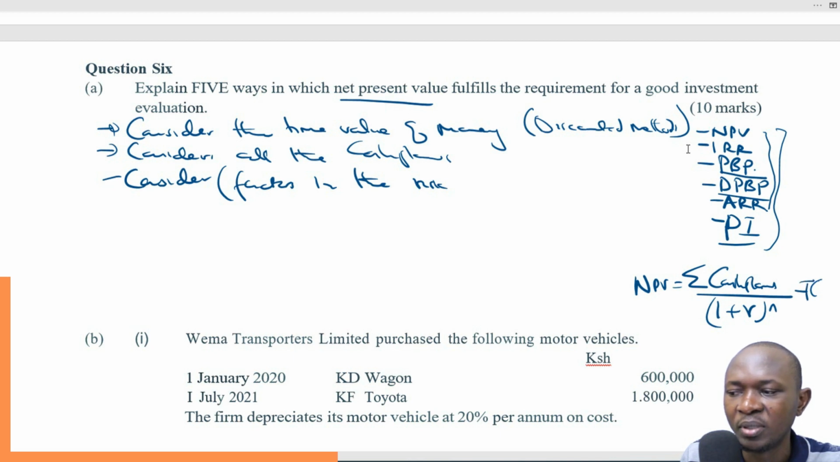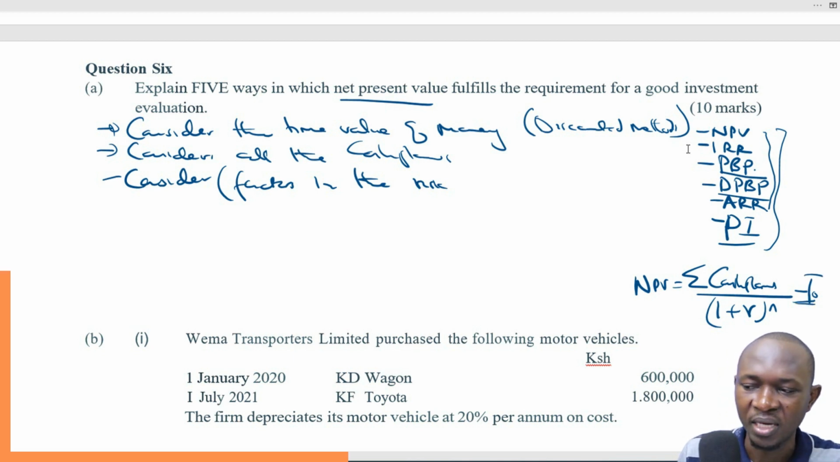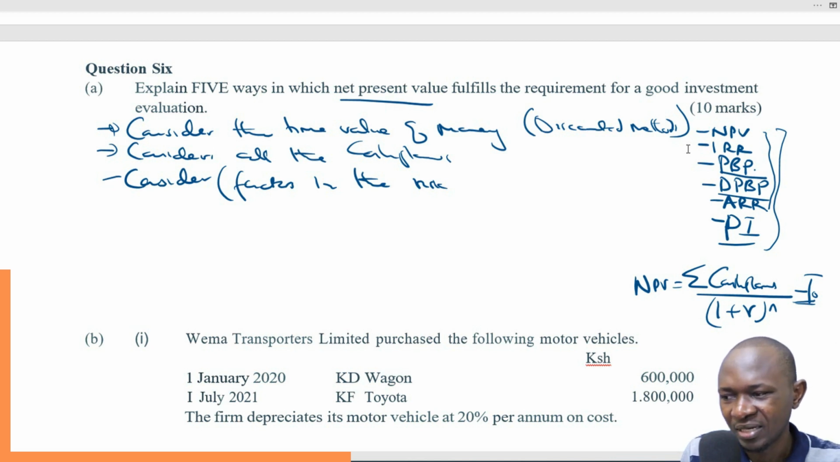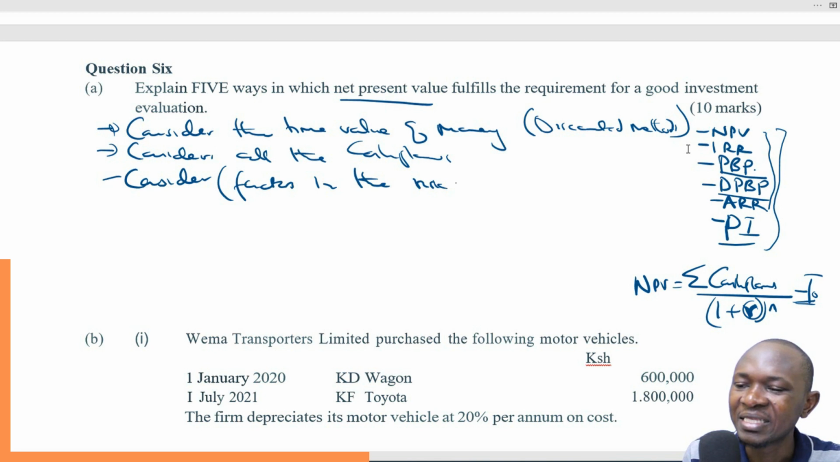The initial capital, we talk of I naught. So that should be the formula: summation of the cash flows over 1 plus R raised to power n. This is the discounting. Now the R here is the risk factor, and N, of course, is the time. So we add the risk factors, and that's what we are talking about, that it factors in the risk element in every investment, which is very important.